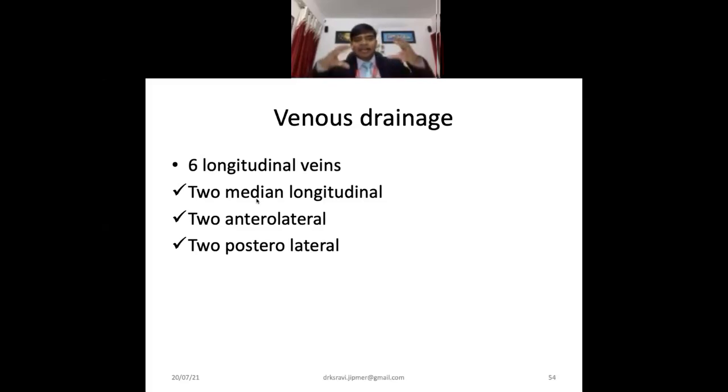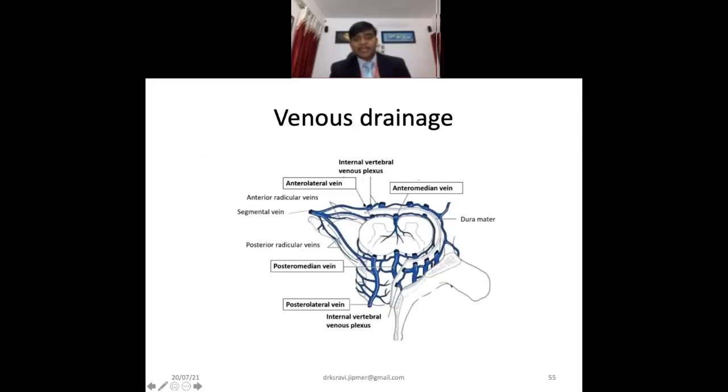Now what will happen is that these will communicate with the vertebral venous plexus and it will finally drain to the vertebral or the posterior intercostal, or the lumbar and the lateral sacral veins, which will leave through the intervertebral foramen. Over here you can see this diagram. These are the venous drainage over here. So I said that these will communicate with the internal vertebral venous plexus and finally it will drain into the various corresponding areas.